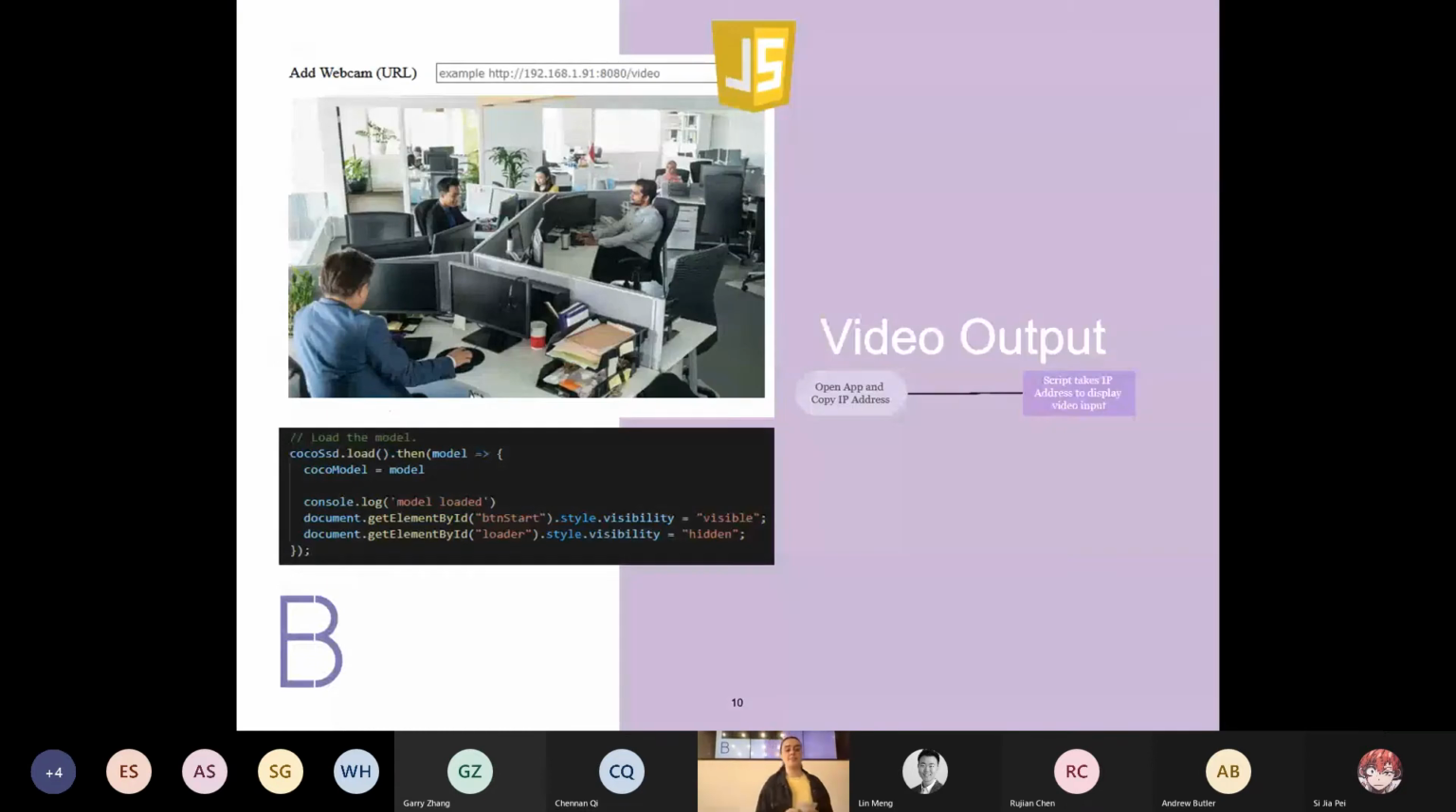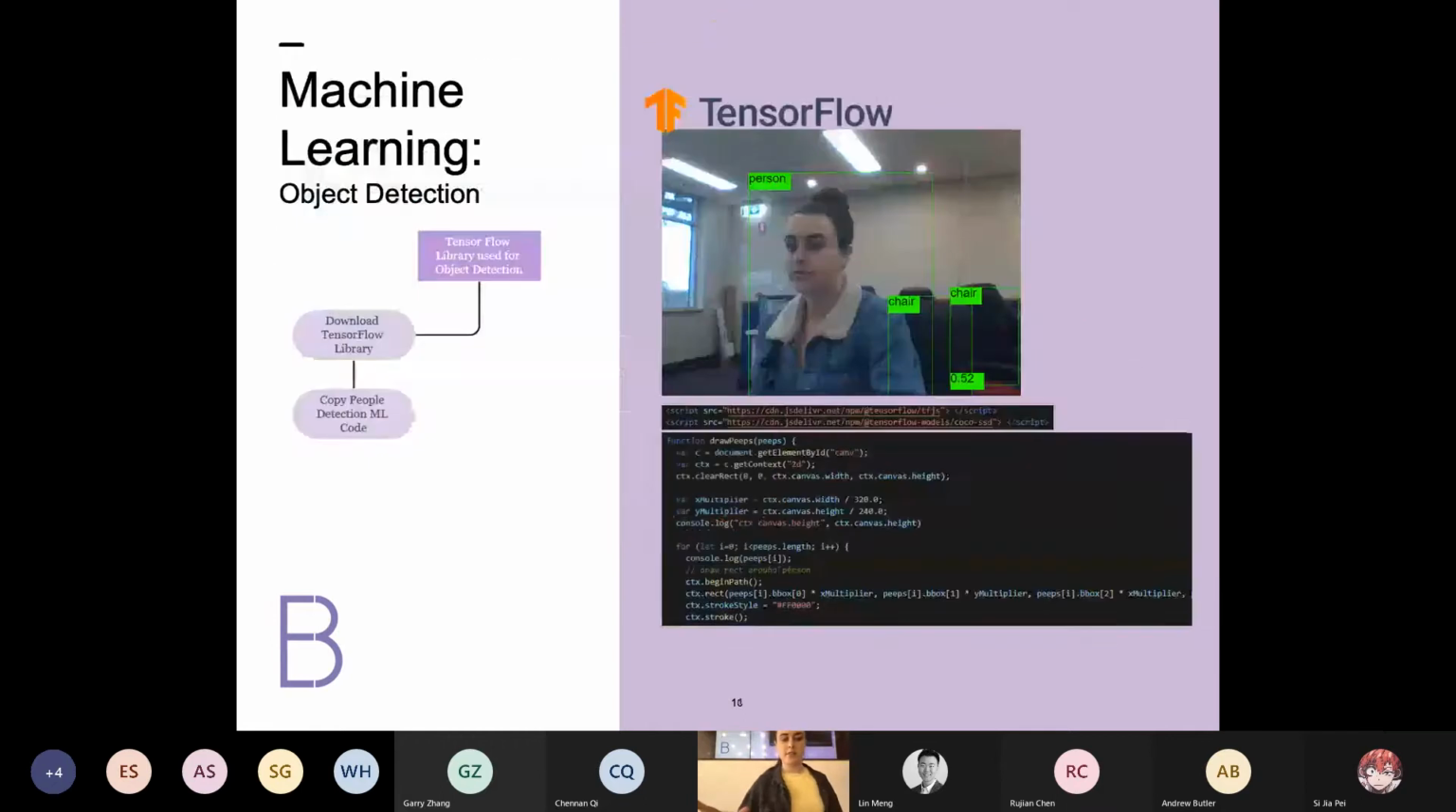Okay, so this is just the basic JavaScript web page that I developed. At the top, you enter your IP address, and then it loads the video. So that's sort of that there. This is for the machine learning.